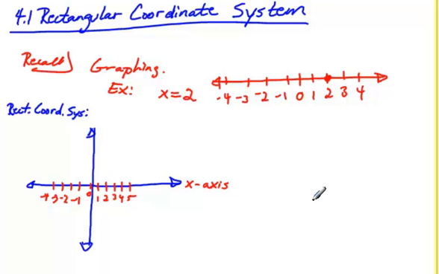So for the y stuff, the negative stuff goes down. -1, -2, -3, -4. And the positive stuff, 1, 2, 3, 4, 5, goes up. So it really is just 2 number lines crossed. And again, this one right here is going up. This is the y-axis.